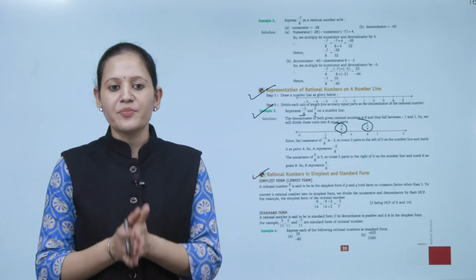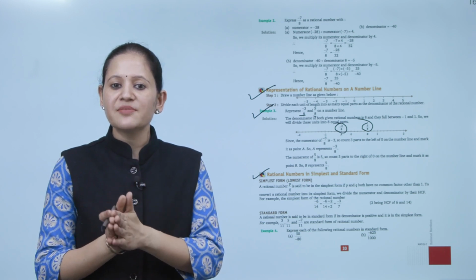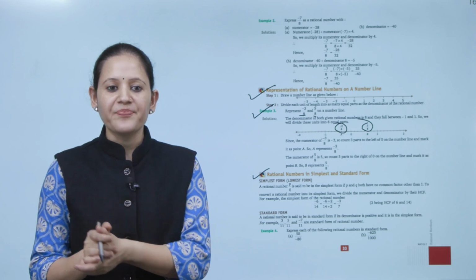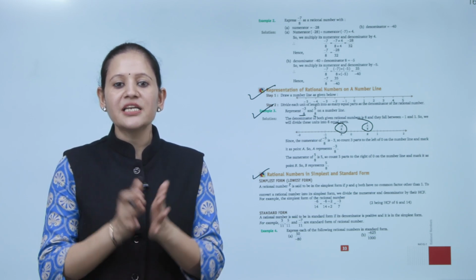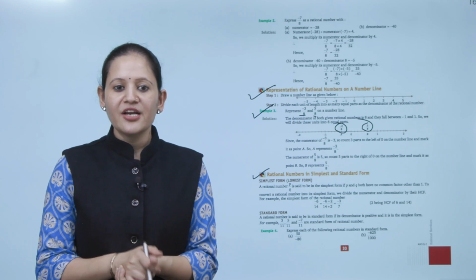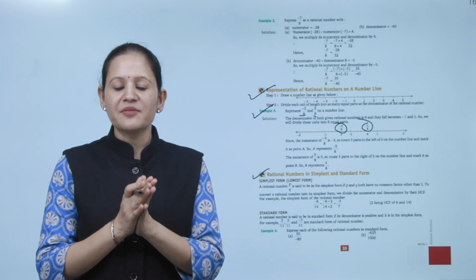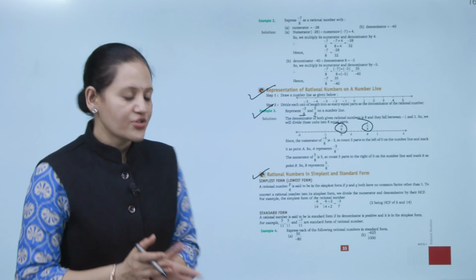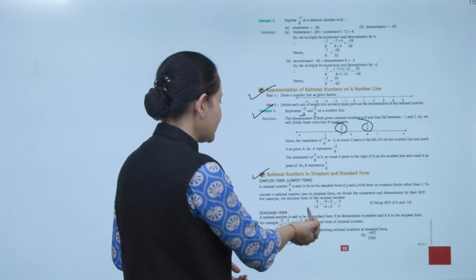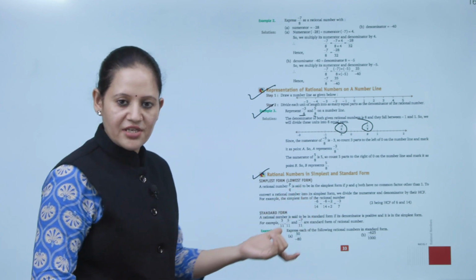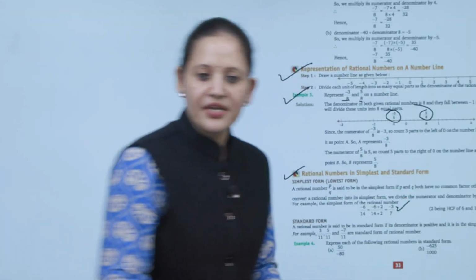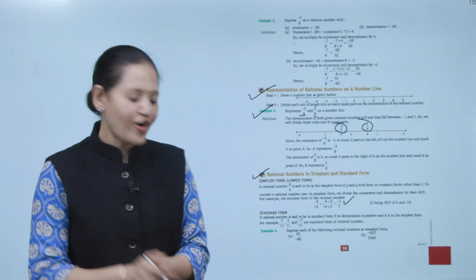Simplest form or lowest form. The rational number p by q is said to be in the simplest form if p and q have no common factor other than 1. To convert the rational number into the simplest form, we divide the numerator and denominator by their HCF. For example, the simplest form of the rational number minus 6 upon 14. So what we'll do? We'll divide the numerator and denominator by their HCF. 2 से divide किया, so we'll get minus 3 by 7. This is the simplest form. Clear? Next is standard form.